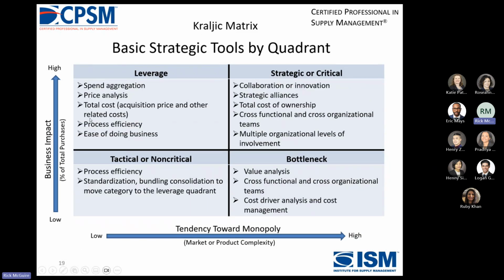So that's the Kralik matrix. Here's your tools. So for leverage, spend aggregation, price analysis, and then process efficiency down here in tactical, bottleneck value analysis, look at the cost drivers and cost management. And then up here, collaboration and innovation, strategic alliances, TCO, that type of thing. So those are your Kralik matrices.